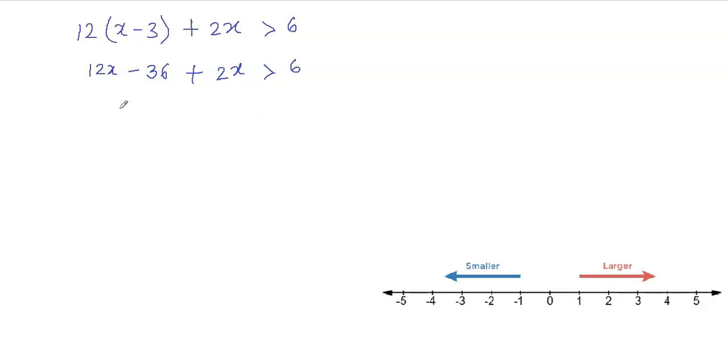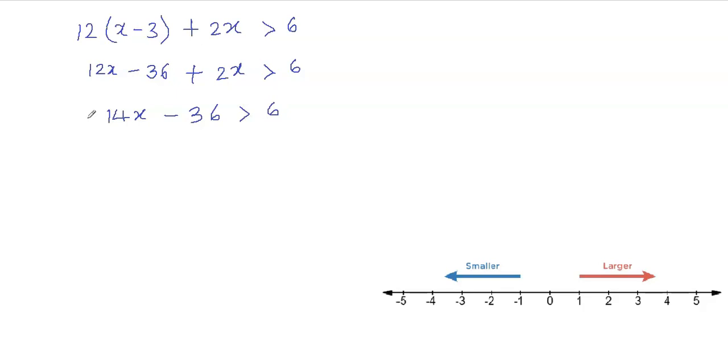The second step is we need to combine the like terms if they're on the same side of the inequality. Since I have 12x and 2x on the left-hand side, I'm going to combine these two terms because these are my like terms. 12x plus 2x is going to give me 14x. And then I have minus 36 is greater than 6.